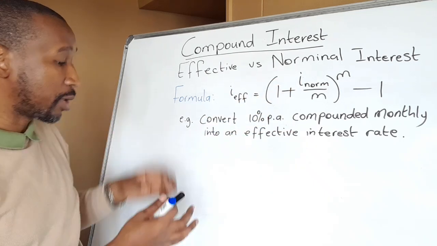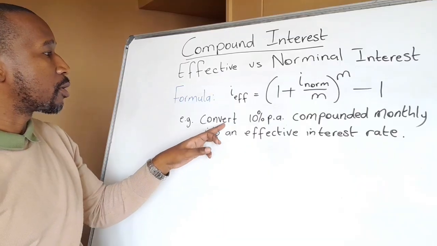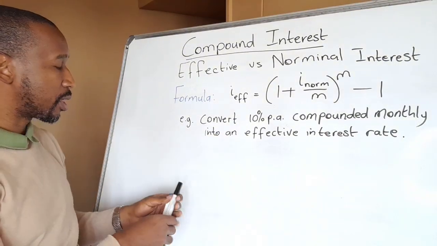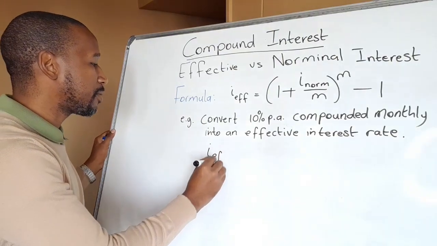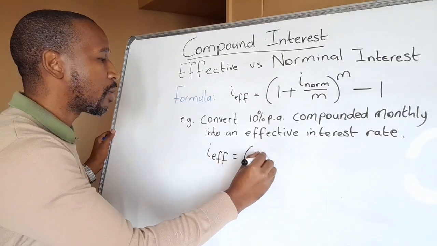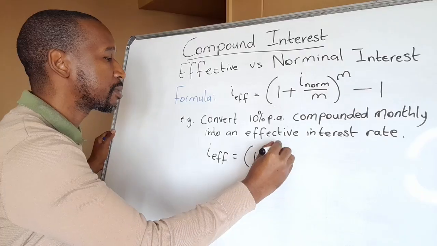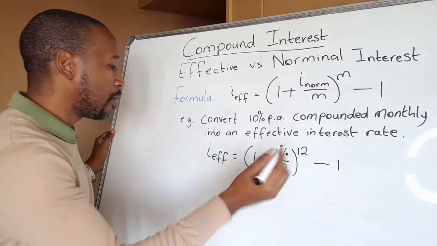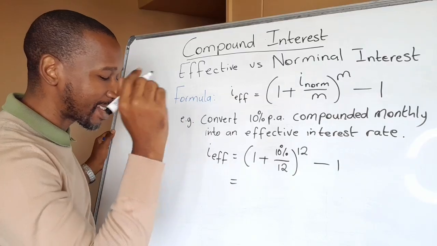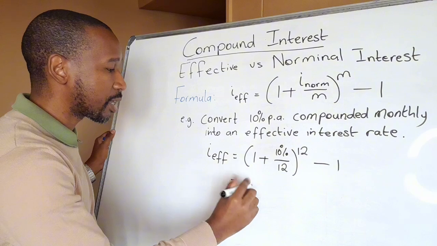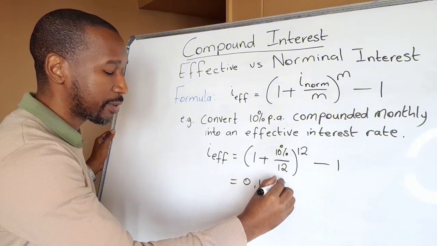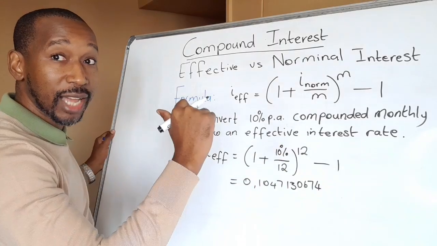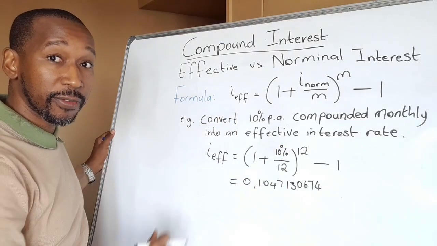Now let's take a look at how it actually works using the example we already did. Convert 10% per annum compounded monthly to an effective interest rate. So I effective is equal to 1 plus, here we will have the 10%, divided by 12 since it's compounded monthly, to the power 12, minus 1. When you put it in your calculator, you're going to find that it gives you exactly 0.1047130674, which is exactly what we got under the real or actual interest for the previous example.